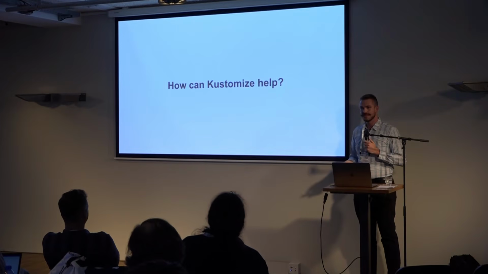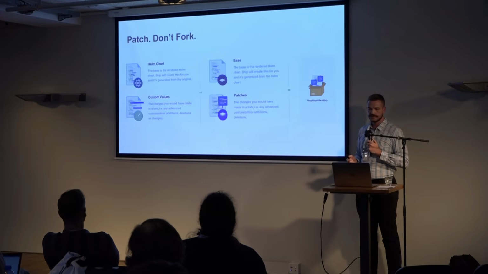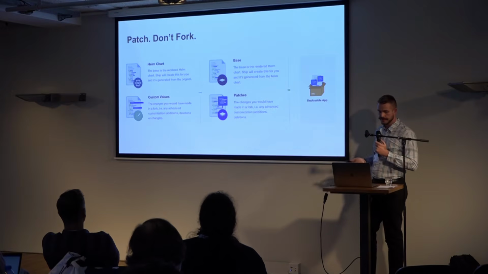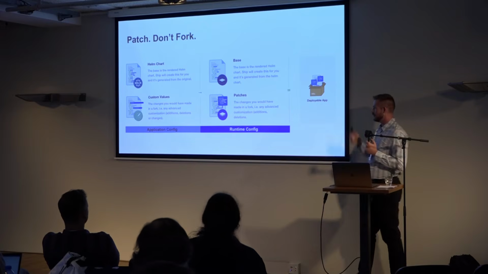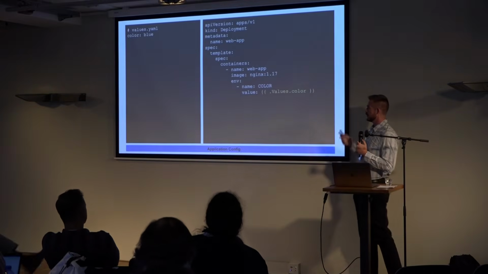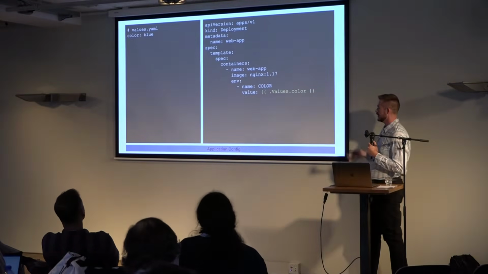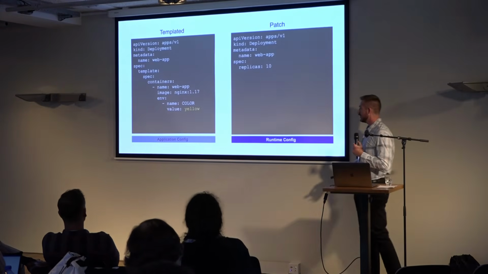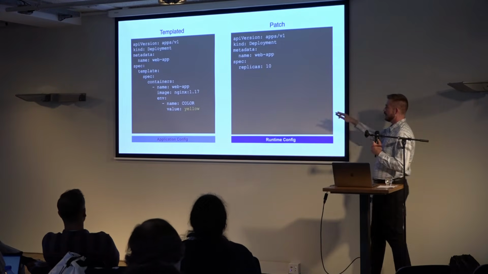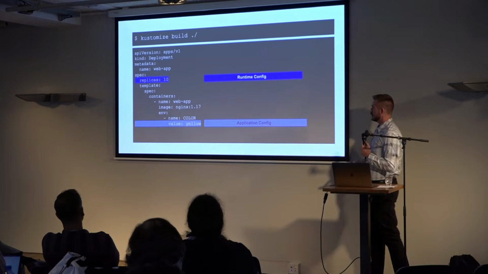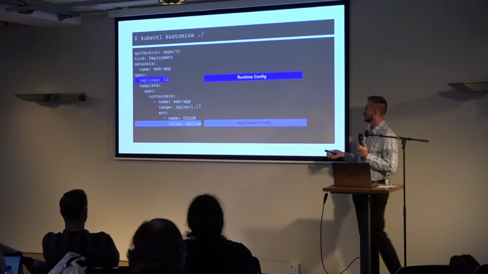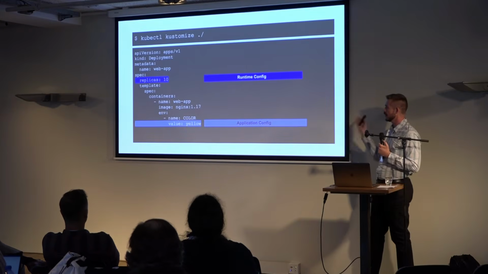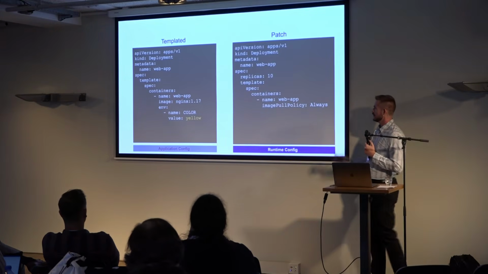So how can Kustomize help? The answer we're going to throw out is: patch, don't fork. We have our app config and our runtime config. If you're familiar with Kustomize, we'll run through a really quick example. The chart contains the app config. We template it out, and then we write a small strategic merge patch file, and you can build these together. So you have your things mixed together, but they're stored separately, and it's built into kubectl, so you can run kubectl kustomize. And so you have your template and your patch.